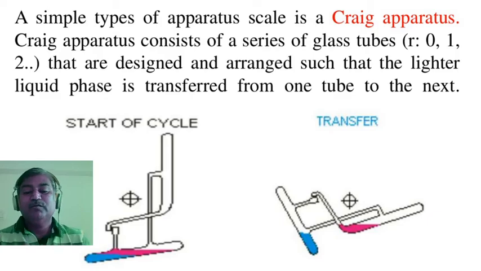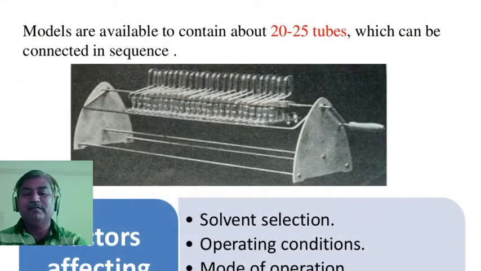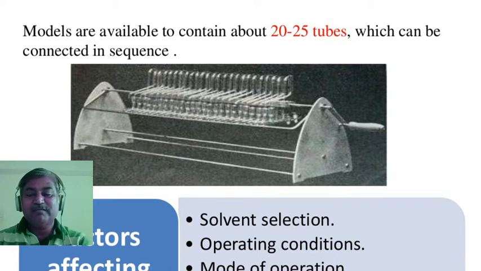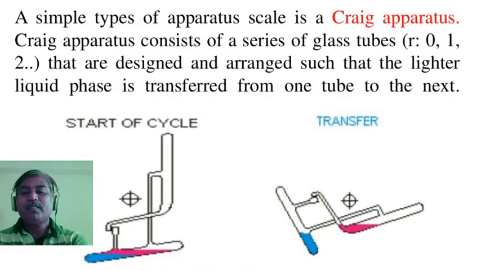Such Craig tubes are connected in series, like this. This image shows the single Craig tube you have seen in the first slide. Such tubes, 25, 50, 100, are connected in a series, and then the cyclization is carried out.